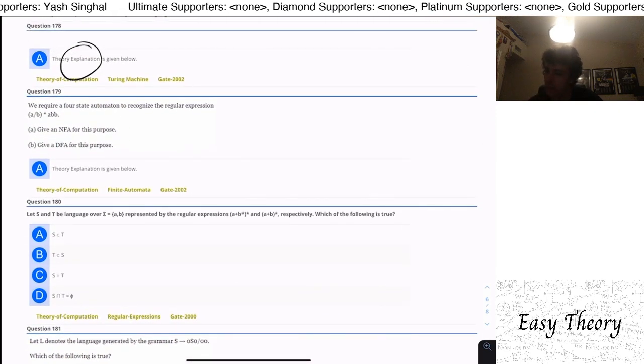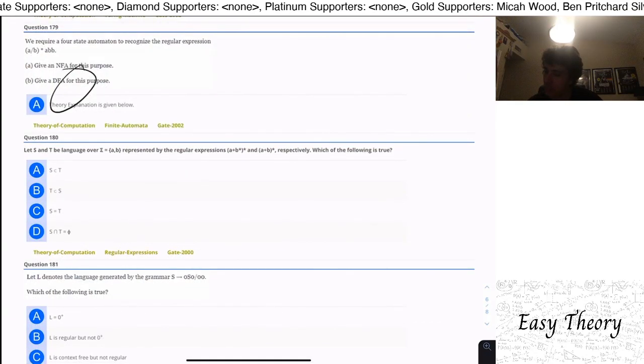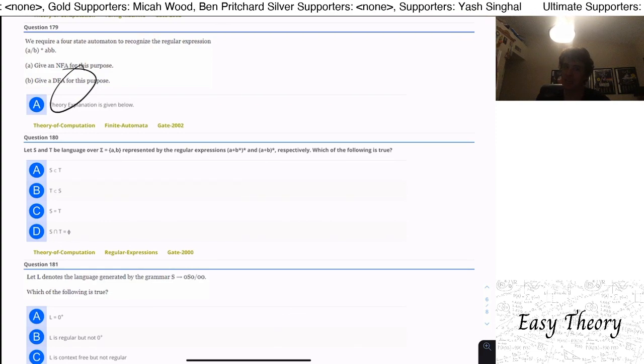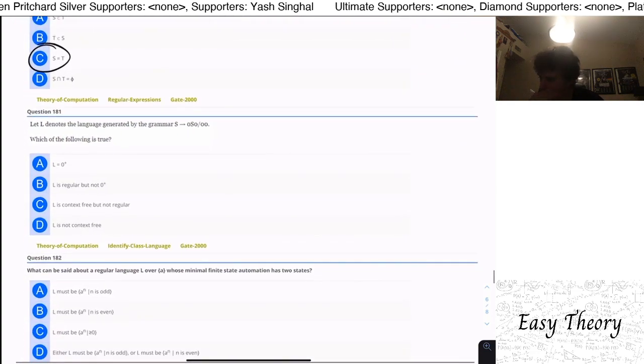Require a 4-state automaton to recognize the regular expression. No possible answers given there. Let S and T be languages represented by those regular expressions. Which of them is true? So certainly S is a subset of T, but are they equal? Yeah, I think they're equal. Because the B star here can be replaced by just going around this one as many times as you want, so they're the same.